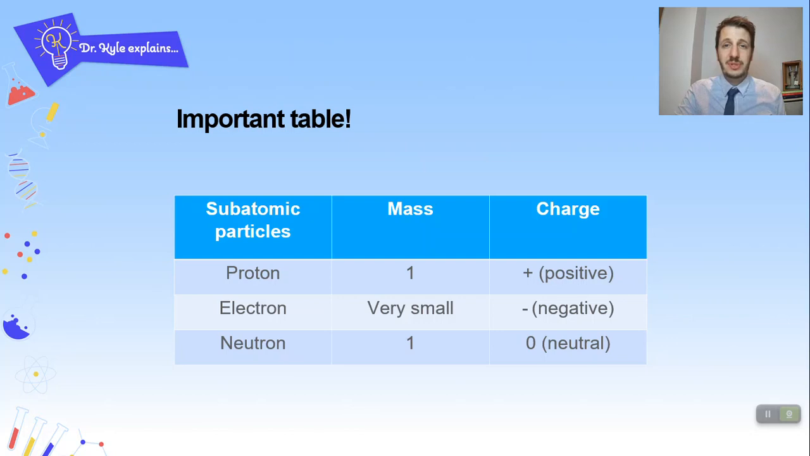Right, really important table here that is fundamental to the rest of the chemistry GCSE. So I've divided up the table into the subatomic particles: protons, electrons and neutrons. Protons have a mass of 1 and they have a charge of positive. Now I remember that by knowing that P is for positive, P is for proton. Now going down here I have neutrons, which are neutral, and then the last one is the electron, which is negative. Well done if you already know that.